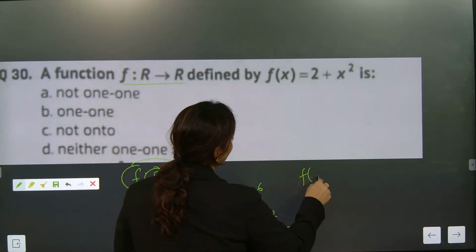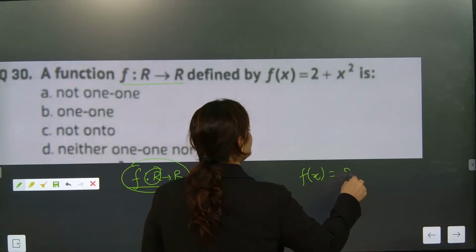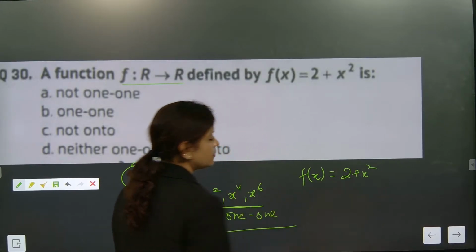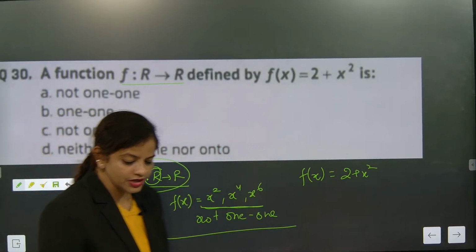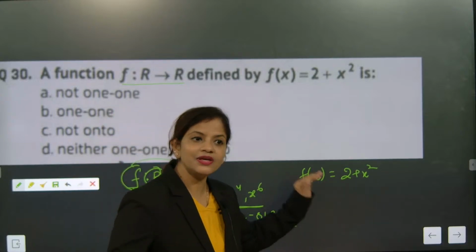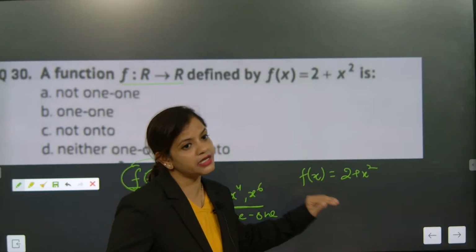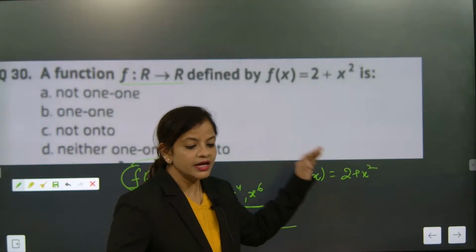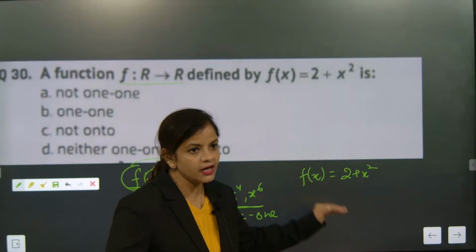Now look here, f of x is equal to 2 plus x square. Understood? Now beta, I am teaching you increasing and decreasing functions. If any function is either increasing or decreasing in a random way, it will be onto. It will be onto.